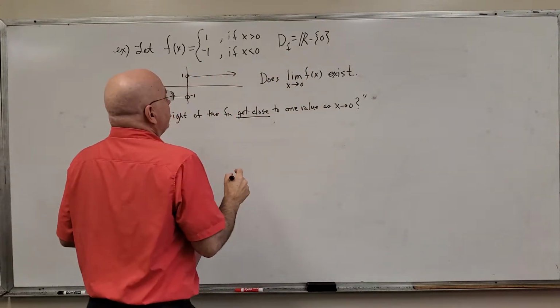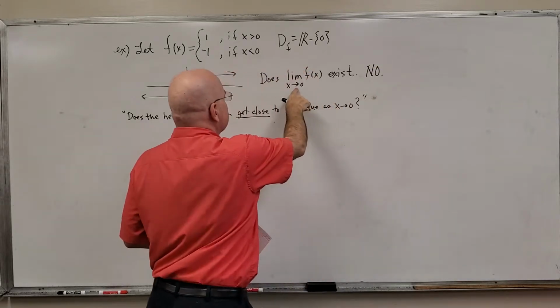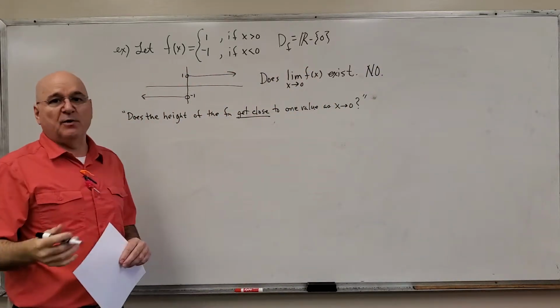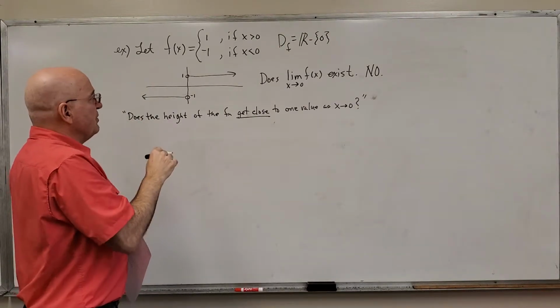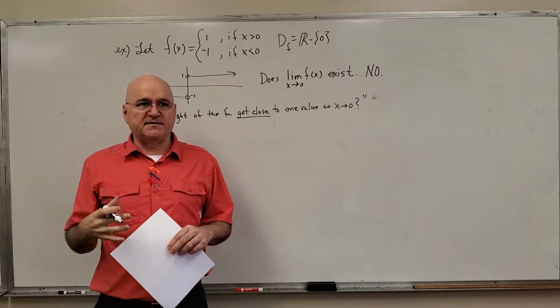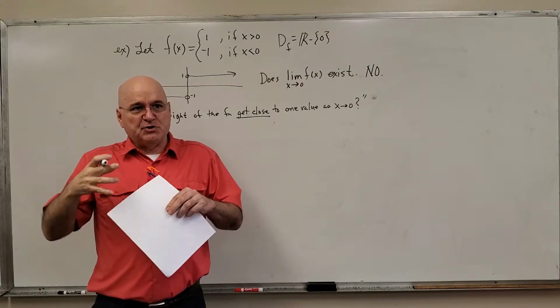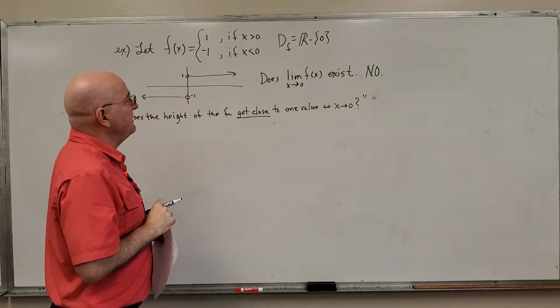All right, so I'll answer this question. Does the limit as x approaches 0 of f of x exist? No, it doesn't, and we'll show why now. Since we're showing that it does not exist, we're not going to start the proof off with let epsilon greater than 0 be given. I'm going to choose one value of epsilon and show where the rest of it fails.